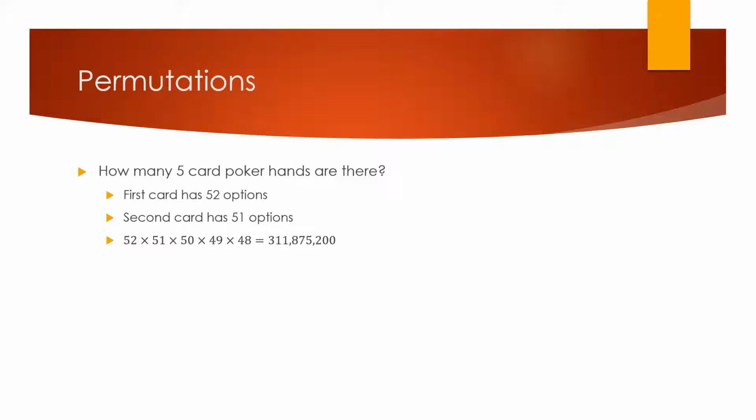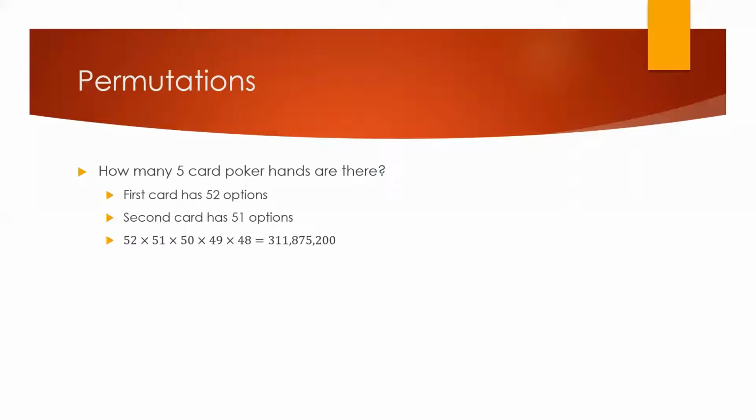So if I draw the ace of spades for my first card, I can't also draw the ace of spades again for the second card. If we were to shuffle the original card back into the deck and draw a new one every time, it would just be 52 times 52 times 52 times 52 times 52, which would give us about 380 million options. So we'd have more options if we're not taking cards out of the deck, which seems pretty obvious.